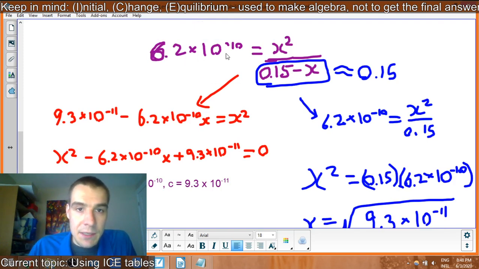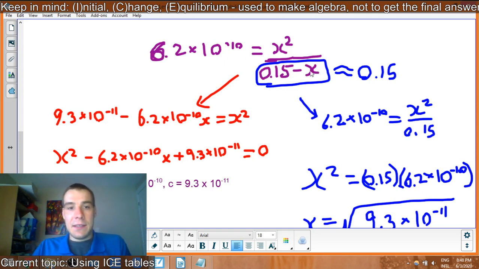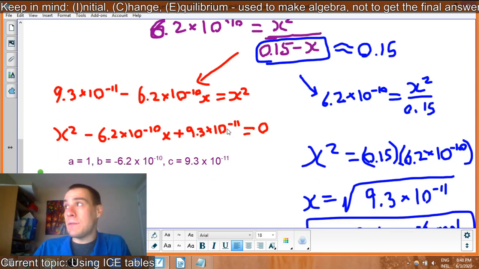I multiplied the 6.2 times 10 to the negative 10 by both of these. So this is 6.2 times 10 to the negative 10 times 0.15. And then the minus x, so this times minus x gave me minus 6.2 times 10 to the negative 10 x. That's equal to x squared on the other side. Rearrange it to standard form.